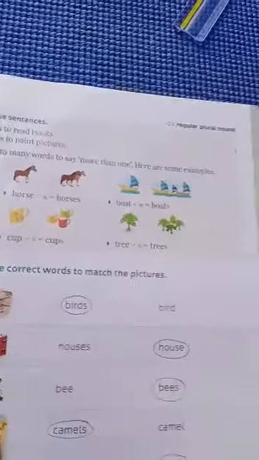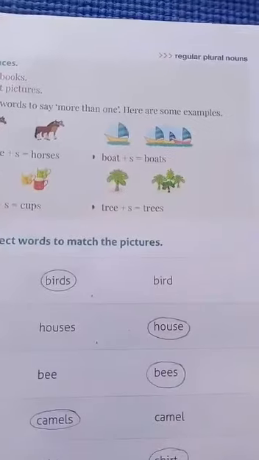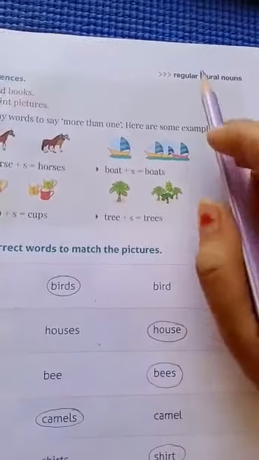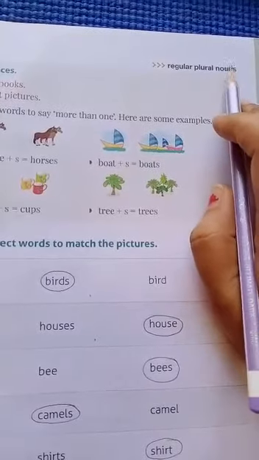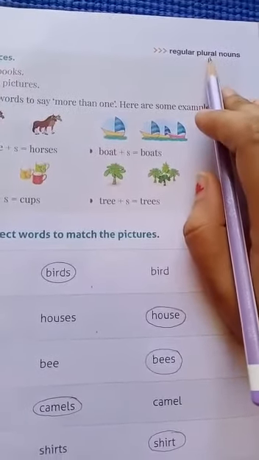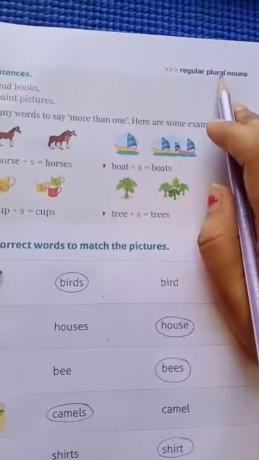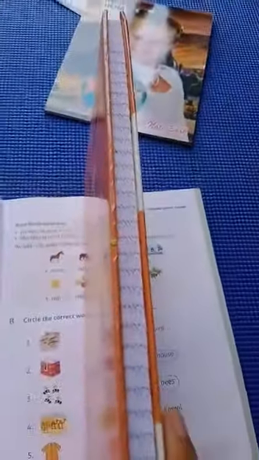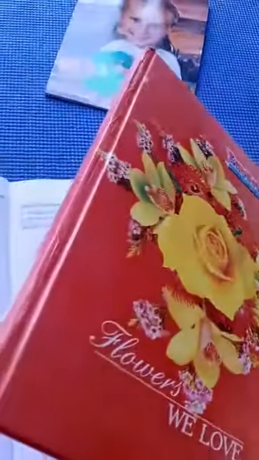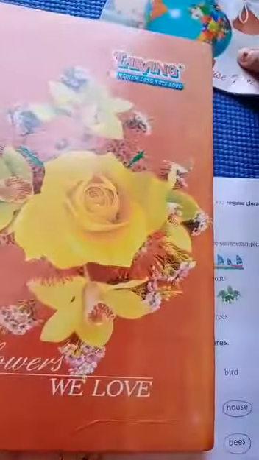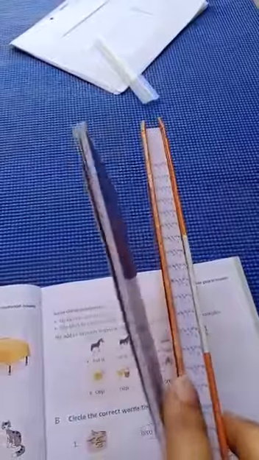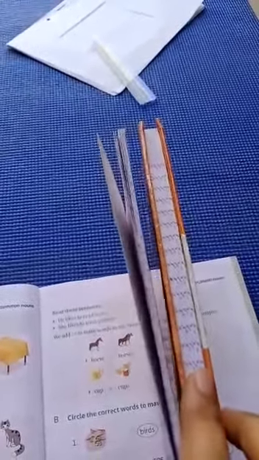Now page number 5. On this page we will learn regular plural nouns. What is the meaning of plural? Plural means more than one. See, this is only one notebook. Only one book is there. And now, how many notebooks are there? 2. So, more than one?